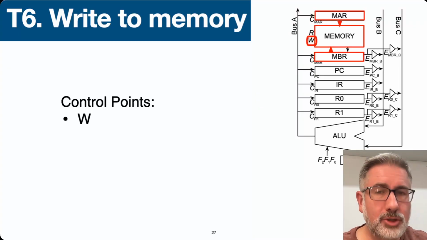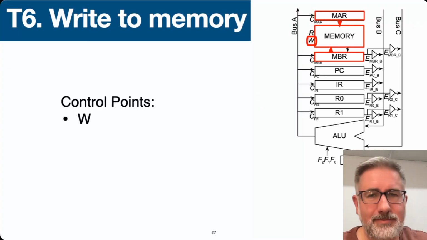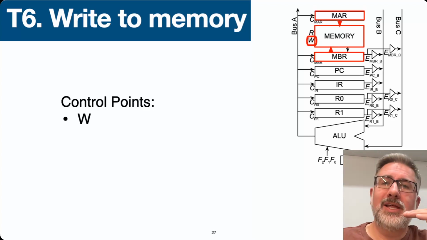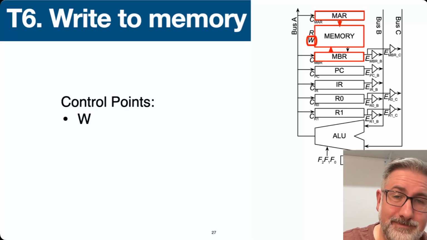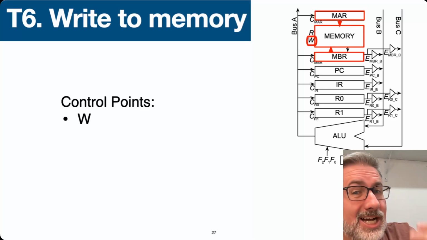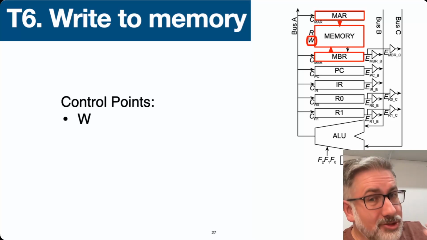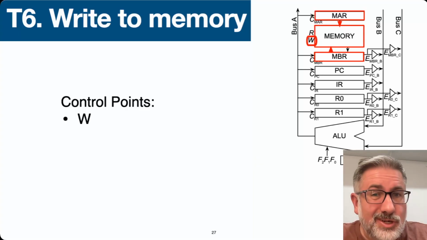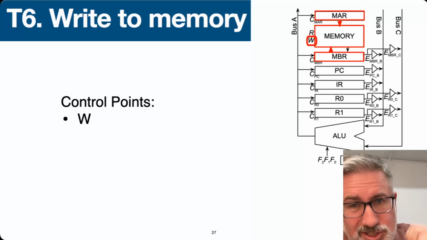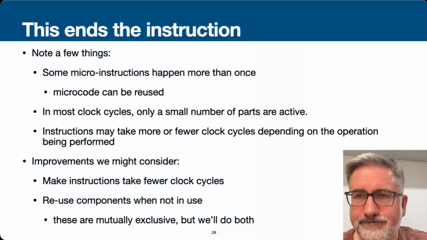Then we just tell the memory to do its thing, right? We tell the memory to write. The data has been set up. The memory buffer register has the value, the memory address register has the address, and the thing happens. And that's the end of the instruction. So the actual microcode to complete the instruction is only 3 cycles, whereas the microcode to get the instruction into the machine is 4 cycles in this case.